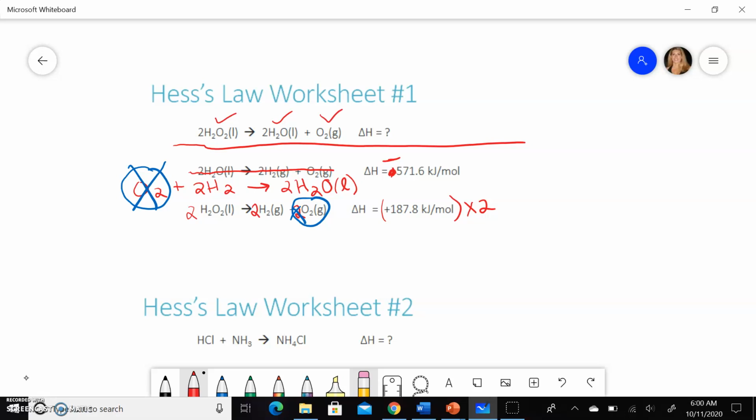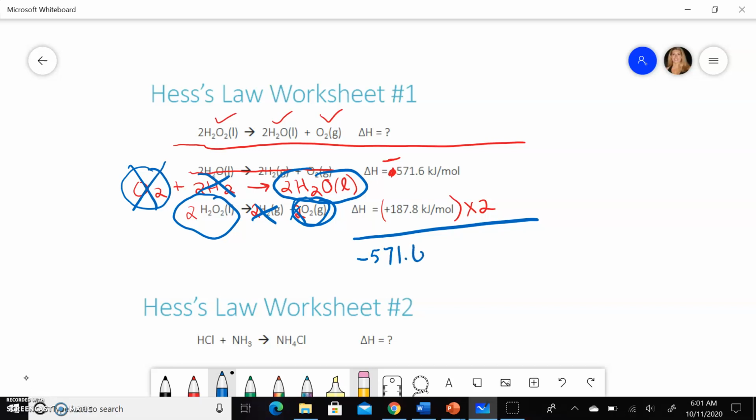Once you have all of your molecules arranged correctly, everything that's not in the overall reaction should cancel if you did it correctly. So notice that we have two H2s over here. That cancels these two over here. And we've got this left over and this left over and then the oxygen. So we're good. And so now what we're going to do is add up the delta H's. But now we have a negative 571.6 kilojoules per mole. We're going to add that to 2 times 187.8 kilojoules per mole. And once you do that math, you'll get your final delta H. And that will be the answer for the problem.